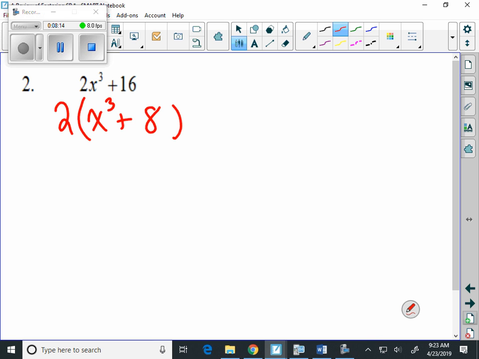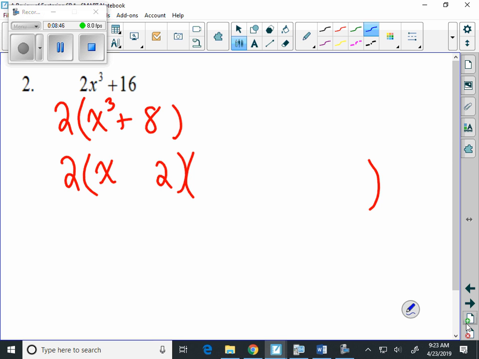1 is a perfect cube. 8 is a perfect cube. And now that we have it turned into a cube, we can write our little parentheses and our big parentheses. And the cube root of x cubed is x. The cube root of 8 is 2. Again, look at your chart. Otherwise, use math and function 4 on your calculator. And then we can put in our signs.